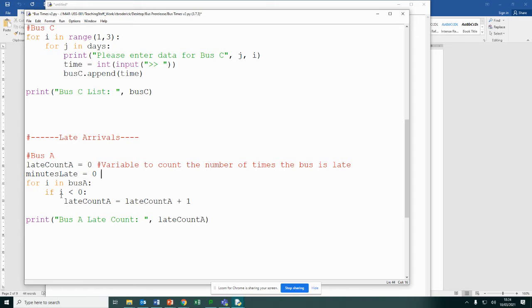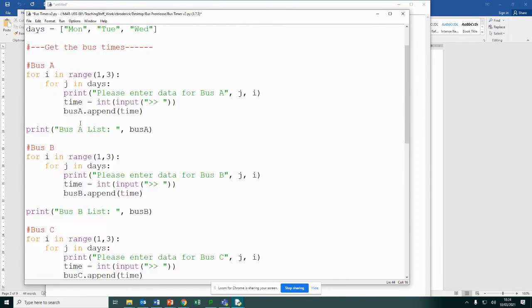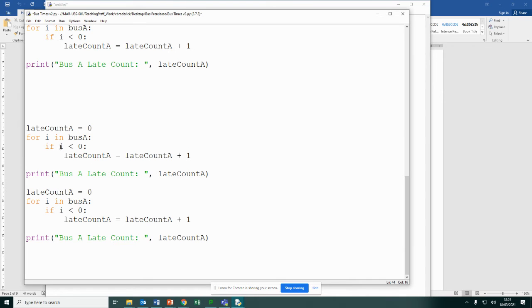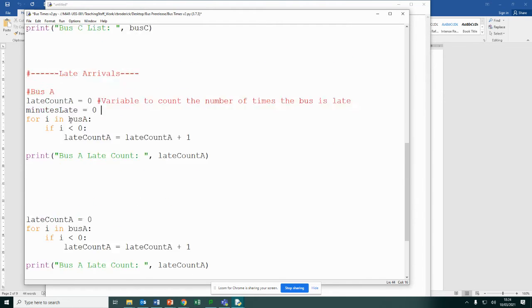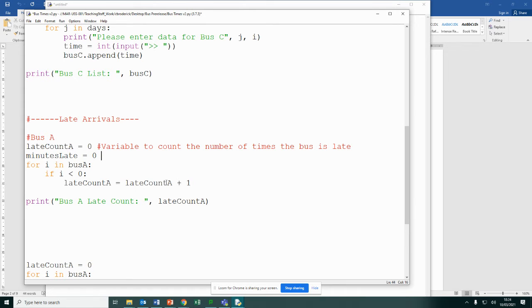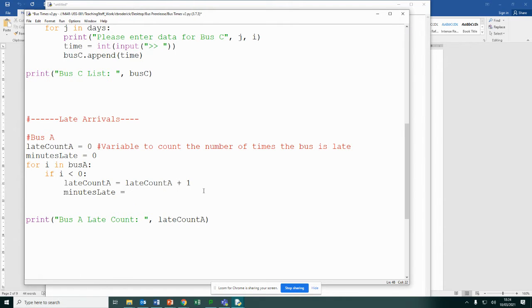Now, if I, which is the bus time, so when we loop through the list, the array, if the value that it comes to is less than 0, we are going to add that in. So all we do is, and again, work at your copying and pasting, minutes late equals minutes late plus the value of I. So we just put I. And no, we'll actually write this whole one out ourselves. Print total minutes late for bus A.